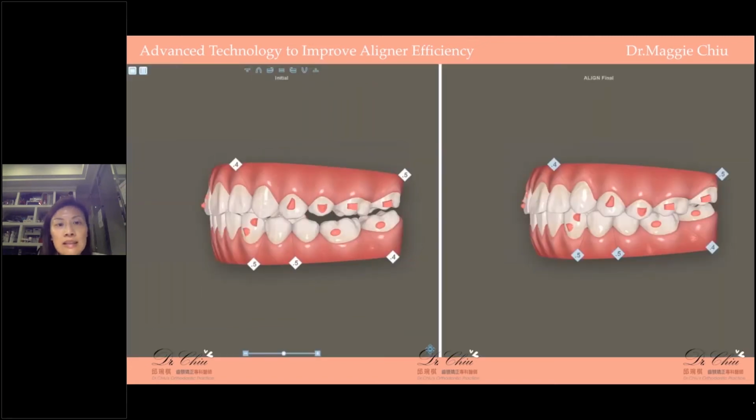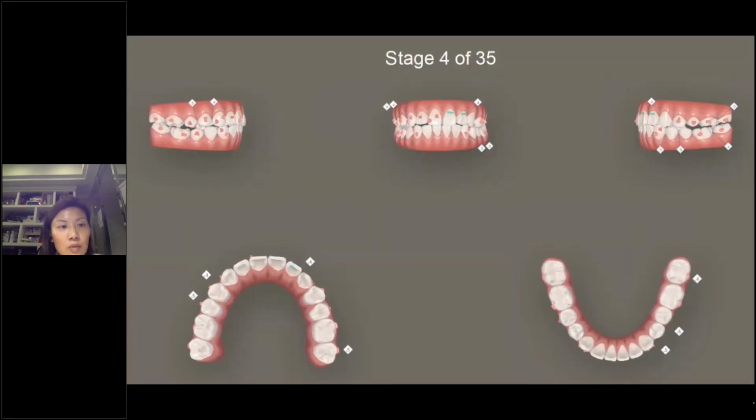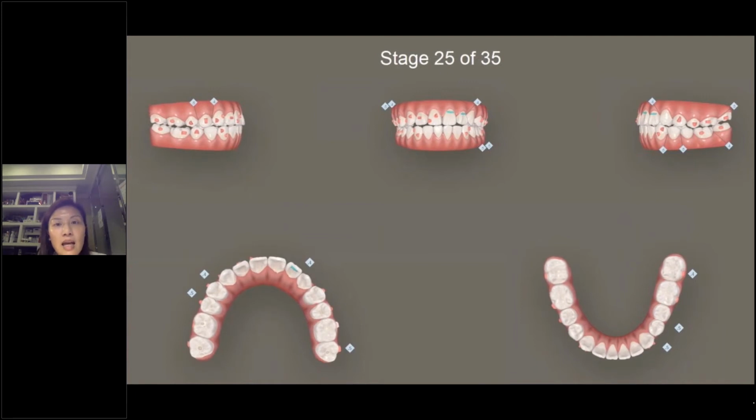So this is the proposed before and after ClinCheck plan. Okay, so let's see the ClinCheck. On this ClinCheck, we are going to fix the posterior bite and do some upper posterior expansion. There's a jump at the end that I induce because I will be using up and down elastics for the patient.